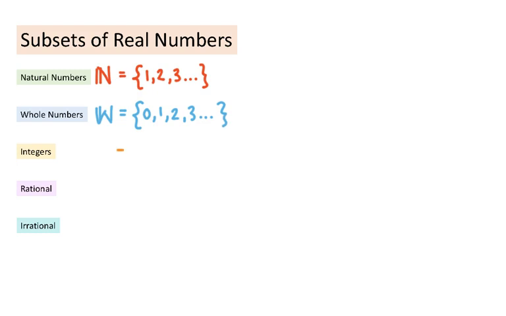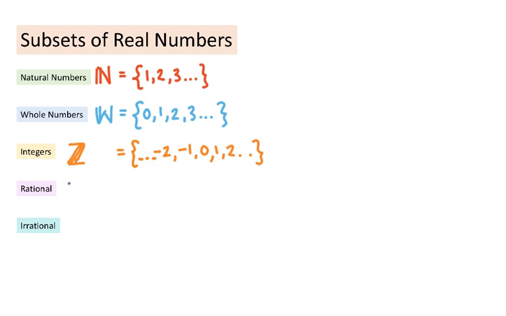Now the integers are similar, but we can start including negative numbers. So we can go -2, -1, 0, 1, 2, and so on. And surprisingly enough, we don't use the letter I to describe integers. We use the letter Z. And that's just because the letter I in math has a lot of other different meanings. So we use Z, or Zed, as we say in the British system.